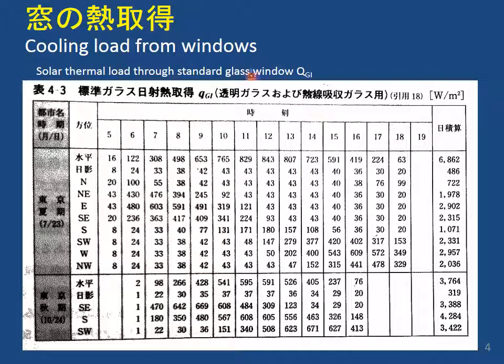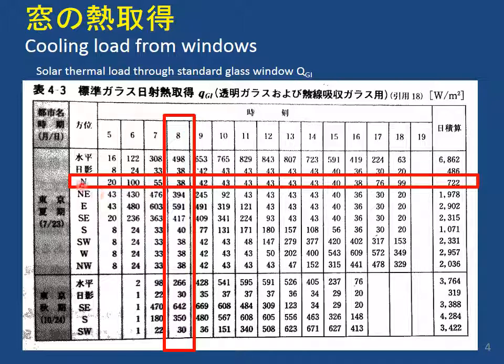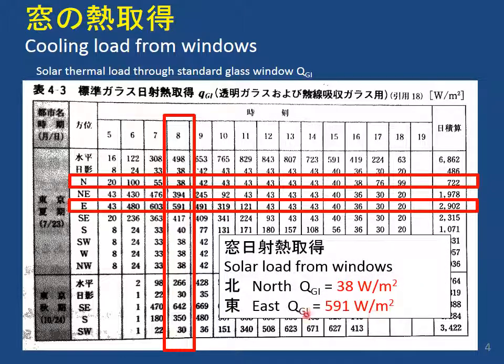Now, how much sunlight is there? There's tabulated records of sunlight data through a standard glass window. We're doing 8 o'clock in the morning. So for the north-facing window, it's 38, and the east-facing is 591. So we'll use these for the solar load calculation.